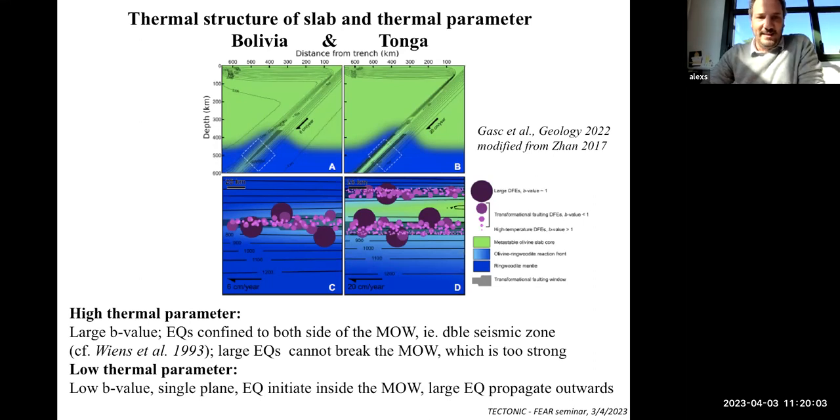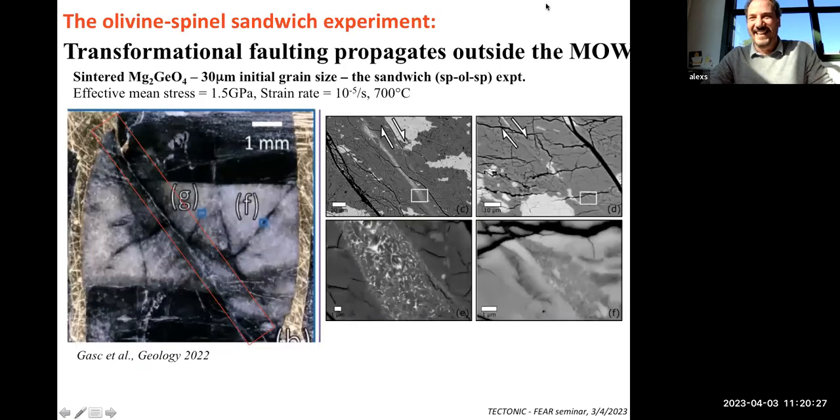So the idea is that if you have a high thermal parameter, a cold subduction zone will have a large b-value, because the earthquakes are confined to both sides of the mole, which is undergoing transformation. Whereas with a low thermal parameter, you have a low b-value, because earthquakes may initiate inside the mole and by some magic way must propagate outwards. And so hence we did the sandwich experiment.